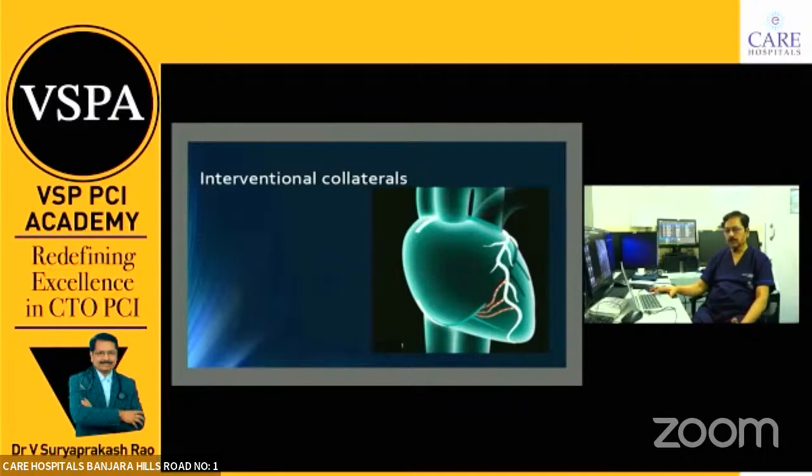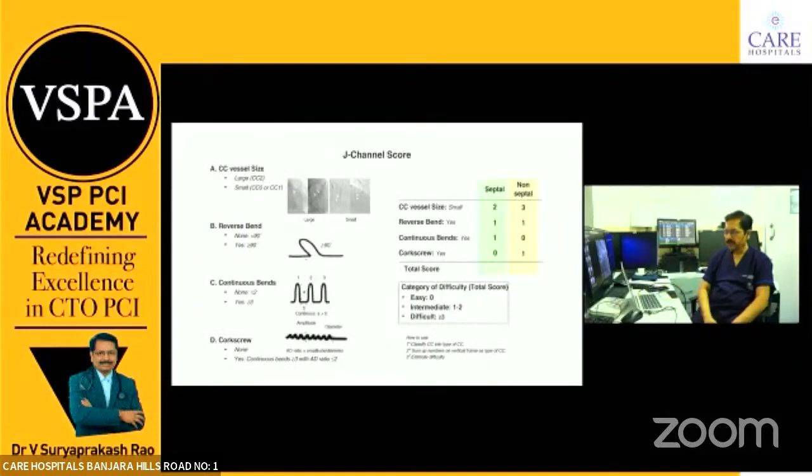How do you navigate the microcatheter? There should be some space where you can navigate the collateral. Now the score has come up, to improve our outcomes. It looks at the vessel size, the reverse bend, the continuous bends and the corkscrew. So based on vessel size, reverse bend, continuous bends, and corkscrew, scoring has been done, in both the septal and non-septal.